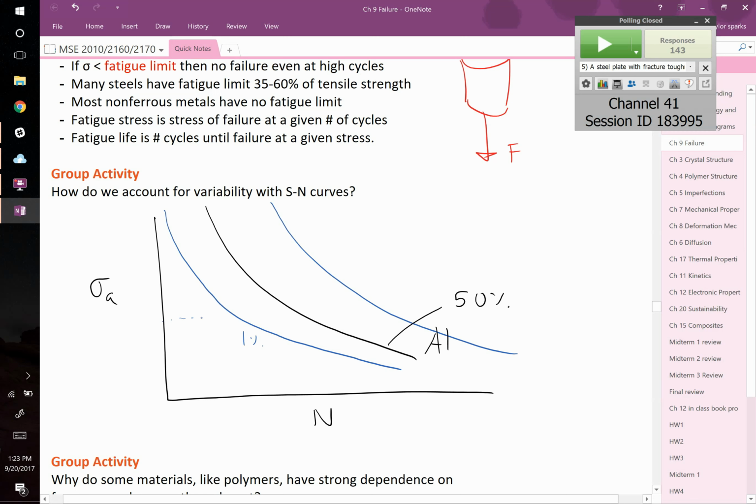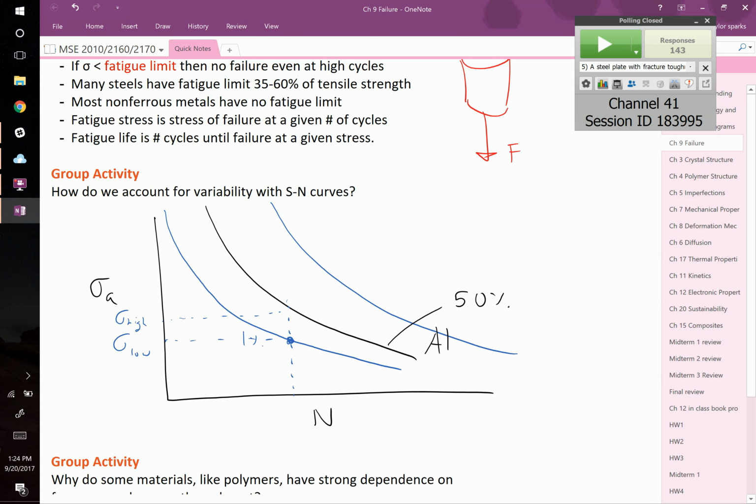Because say after a number of cycles, right? Let's start the other way. If you're going up from a certain number of cycles to failure, some of them will break at a really low value, but not very many, right? Some of those will break down here at stress low, and some more will break at a higher stress. So what you really need is a bunch of curves that represent different failure rates, right?